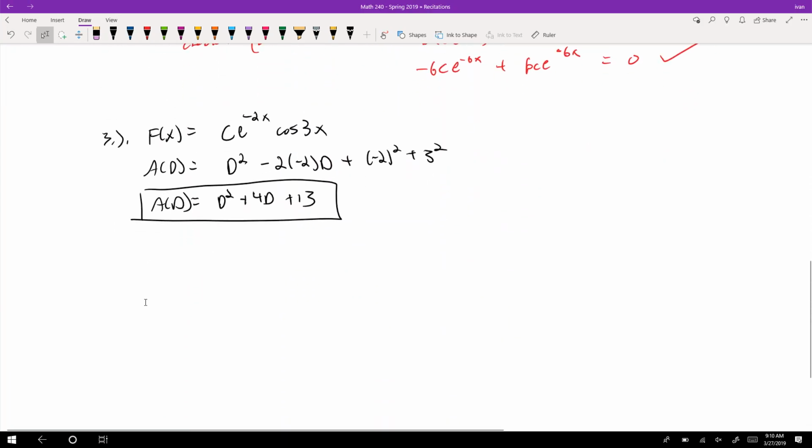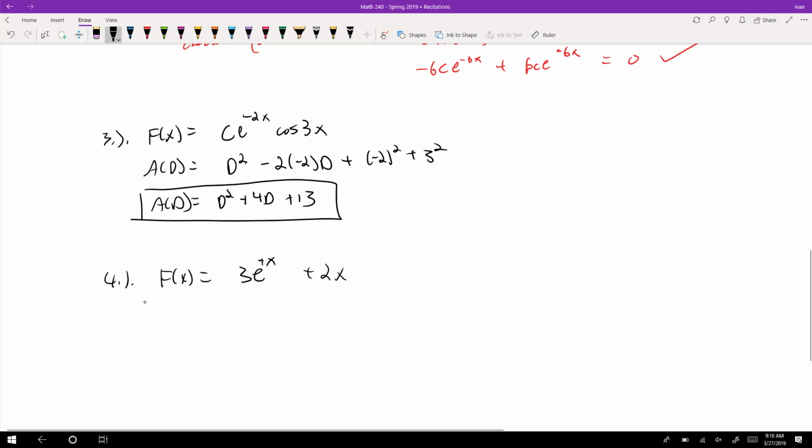Cool. Number 4. All right. Let's say I have f of x is equal to 3e to the negative x plus 2x. Okay. Actually, let's do 3e to the positive x plus 2x. Why not? So just make that a positive sign.